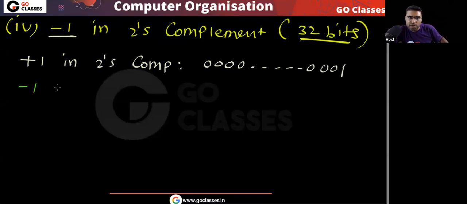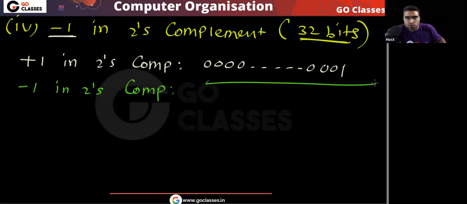Now tell me how to find minus 1 in 2's complement. We have already seen this. Okay, from left to right you go till the first one. Till the first one you write as it is. Then everything you will complement. Yes or no? Is this clear?